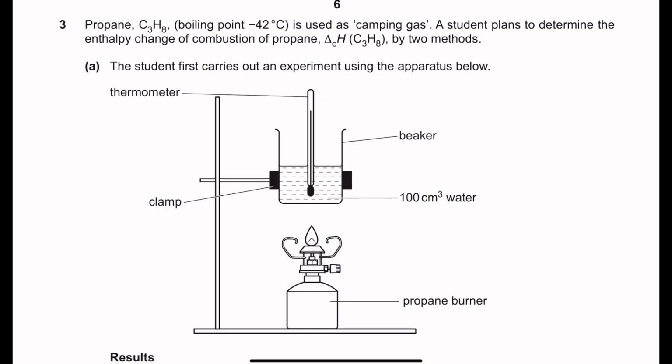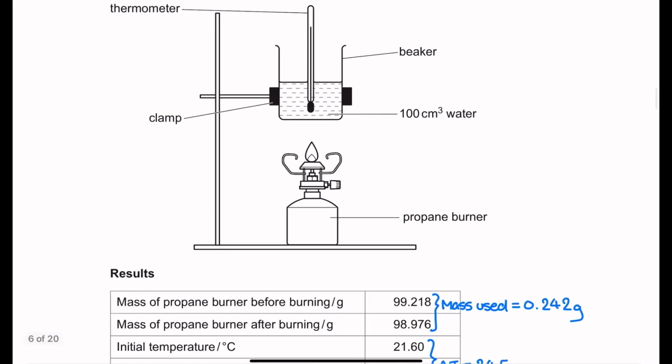Next on, we're moving to question 3 here, which is the enthalpy topic, mixed with a bit of organic chemistry. And we can see that propane is being used as camping gas, and the student is trying to determine the enthalpy change of propane by using 2 different methods. So we've got a diagram here. I suppose the big difference is we're used to seeing a spirit burner at the bottom. But as far as diagrams go, it's really clear we're looking at a calorimeter.